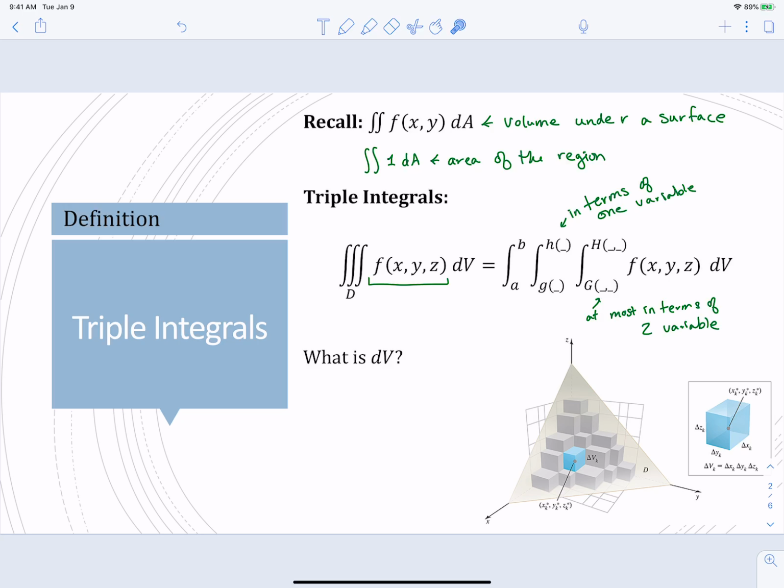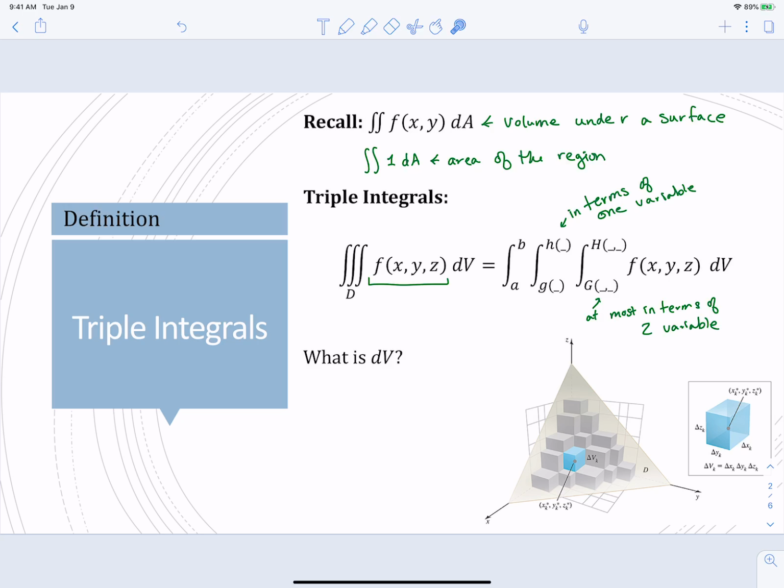And when we get out here to our last one, these are going to have to be constants. If they're not, then we're not going to get a number out as an answer, and that's what we want. We want a number. These are definite integrals. They need to give us an answer. So the question is, what is dv?